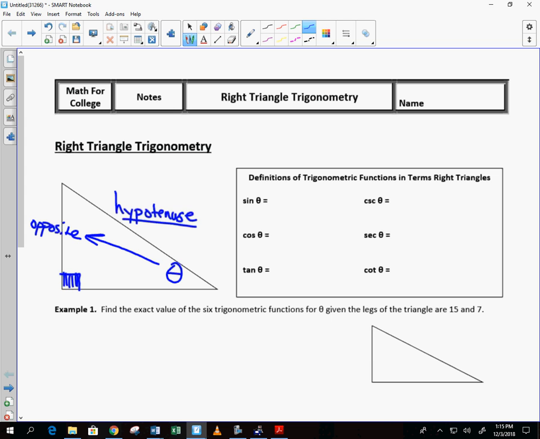So watch. If I draw the angle, that's the angle, right? The angle is always made up of two sides, the hypotenuse and the adjacent. The adjacent means next to. It's the side that's next to the angle. Okay? The side that does not make up the angle is called the opposite.